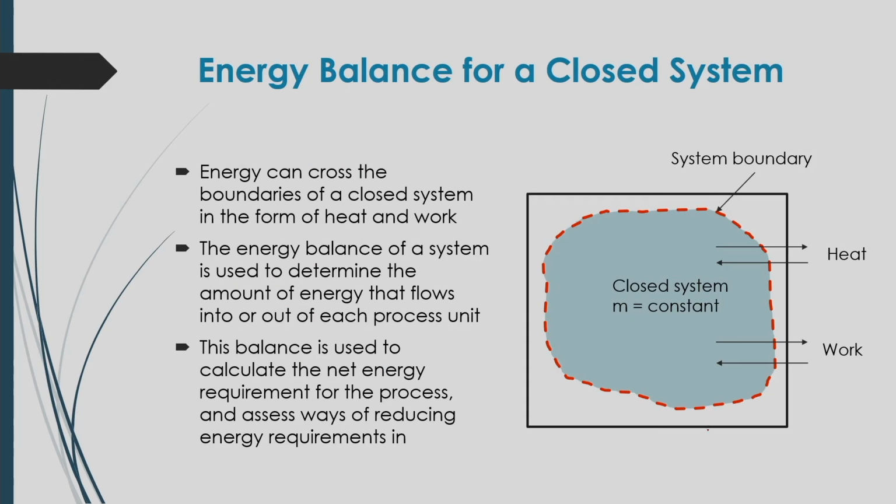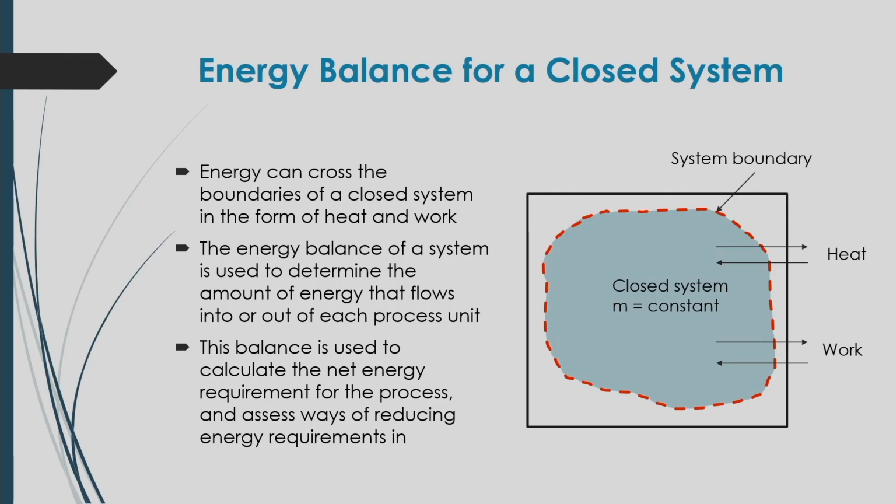Here one system is given. This is the closed system, and the red dotted line is regarded as the boundary, and outside this boundary is called the surroundings. Through this closed system, heat may flow in and out. Similarly, work can be done on the system, and work can be done by the system also. So, energy can cross the boundary of a closed system in the form of heat and work.